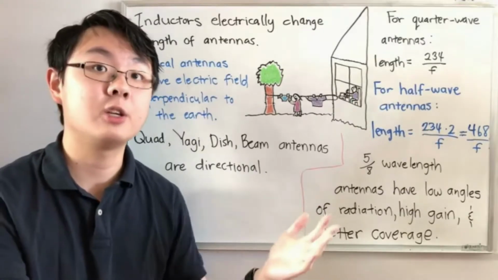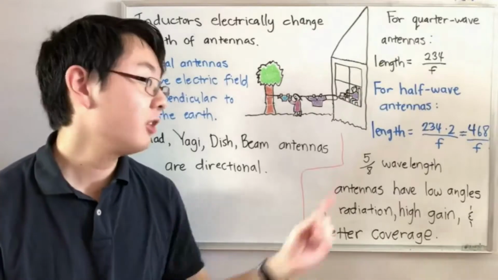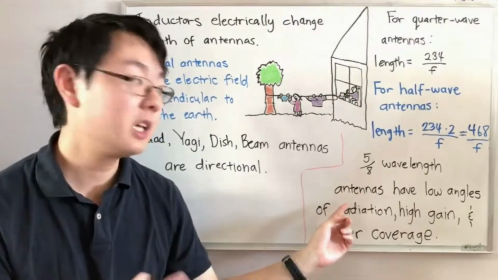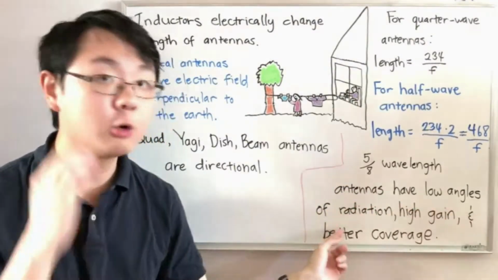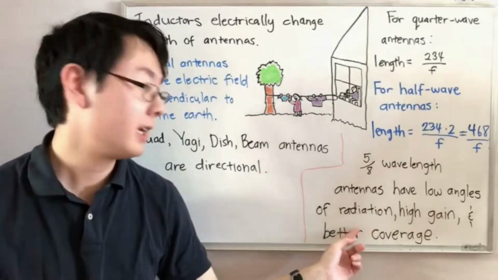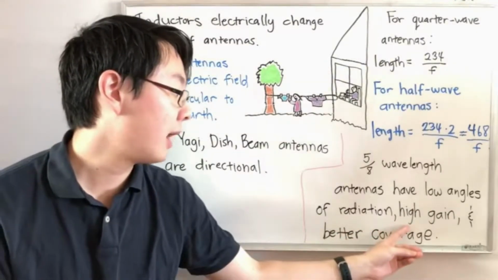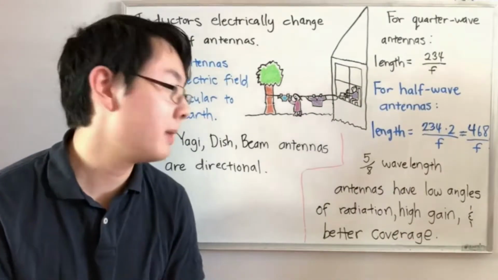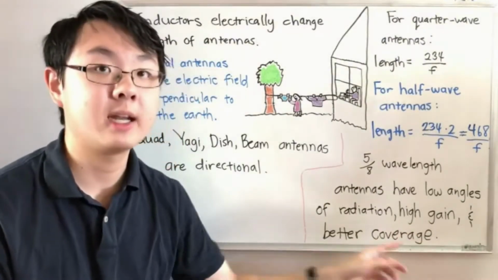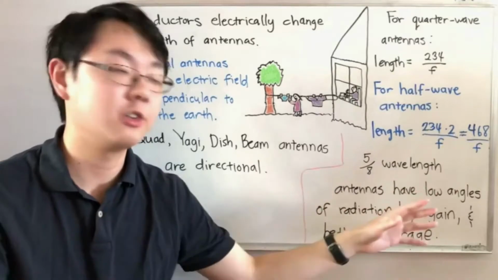What makes them so great to use with mobile operation? Well, these 5/8 wavelength antennas have a few things going for them. They have low angles of radiation. You can look in the Gordon-West manual if you want to know exactly what this means. They also have high gain. We're going to explore gain in a minute. And they have better coverage, meaning they can get to other locations very easily.